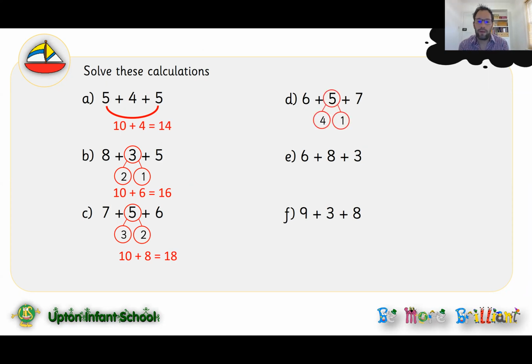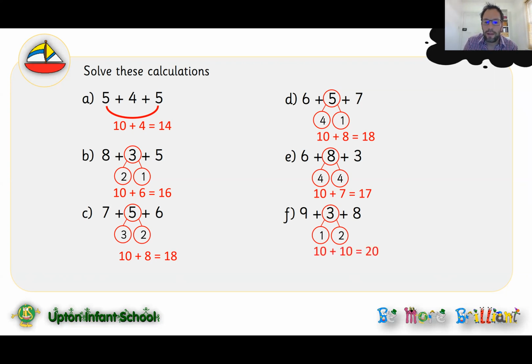And then on to the next one. I've partitioned 5 into 4 and 1, so I can make 10 out of 6 and 4, and then the 7 and 1 makes 8. 10 add 8 is 18. And then the next one, 6 add 8 add 3, I've partitioned 8 into 4 and 4, so 6 and 4 is 10, 4 add 3 is 7, 10 add 7 is 18, and last of all, 9 add 3 add 8, I've partitioned the 3, and oh look, we can make 10 twice. 9 add 1 is 10, 8 add 2 is 10, and 10 add 10 is 20.